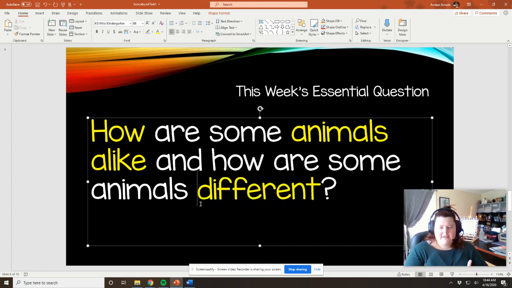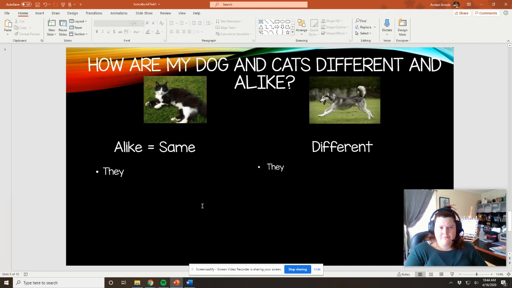So we're going to try this. We're going to compare two different animals. So I've decided to compare my cat to my dog. So how are my dog and cat different and alike? So I'm going to start with the alike side. So I'm looking at the picture of my cat and my dog.